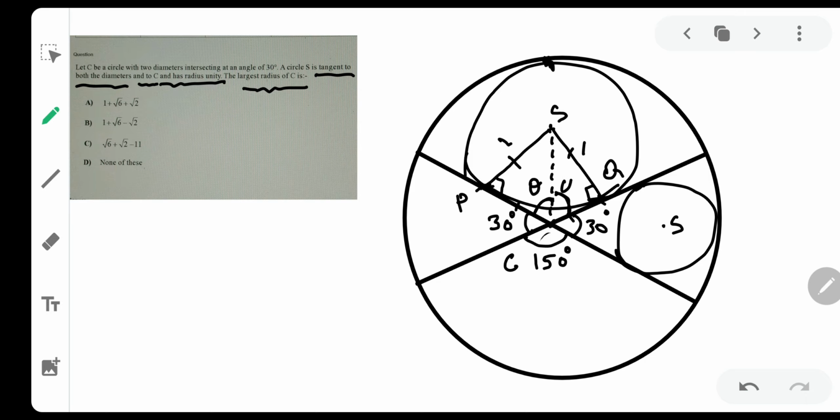Let us call them theta, theta. So you can see vertically opposite angles. So 2 theta is equal to what? 2 theta is equal to nothing but 150. Therefore theta is equal to 75 degrees.